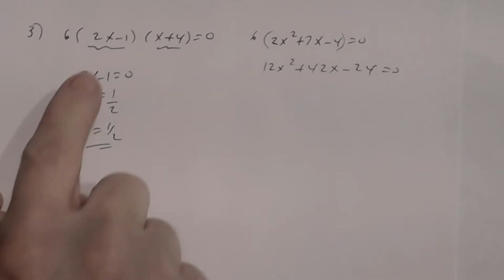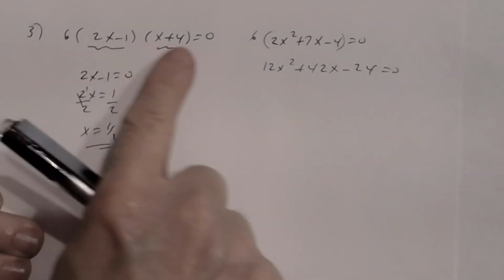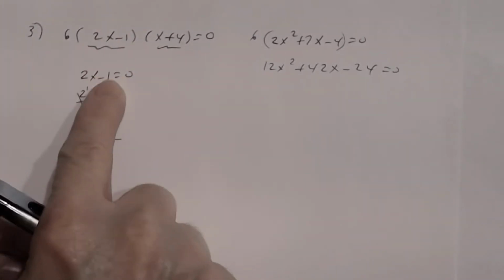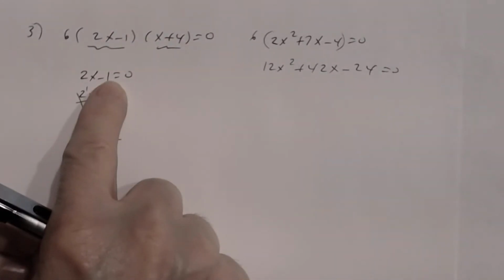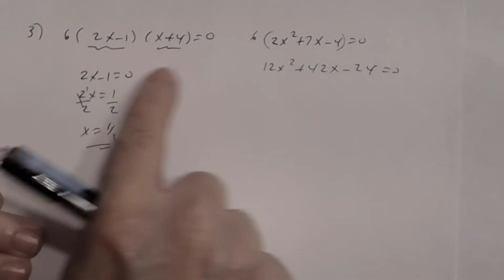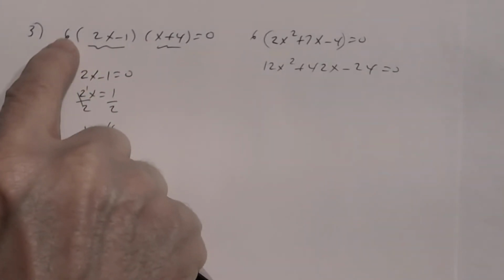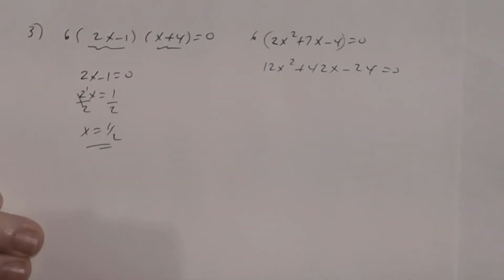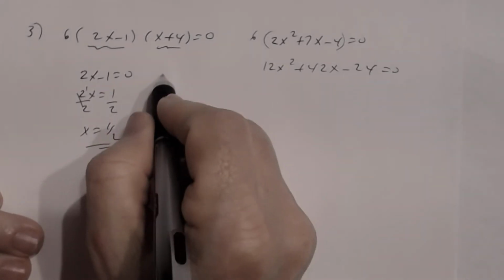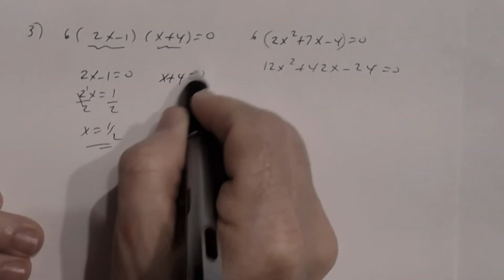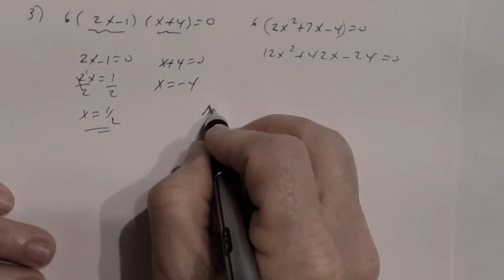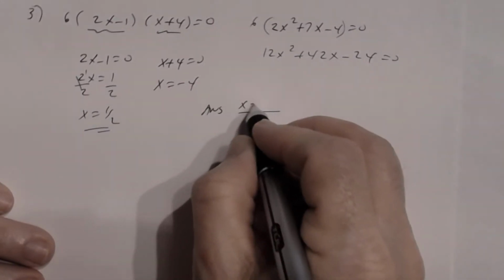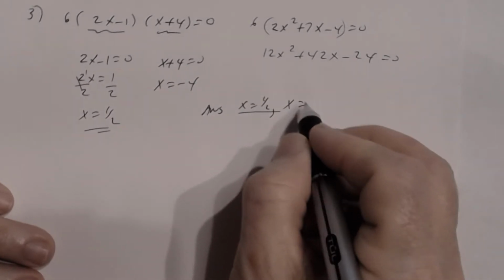Okay? So when using the zero factor principle, you just set the factors that involve variables to 0, because that's the only way you can get a product to 0. This is never going to be 0. That is always going to be a 6. And so if I do the same thing here, I get x plus 4 equals 0. So that means x would have to be negative 4. So there's your solution. So your answer, you would just say x equals 1/2, comma, x equals negative 4.